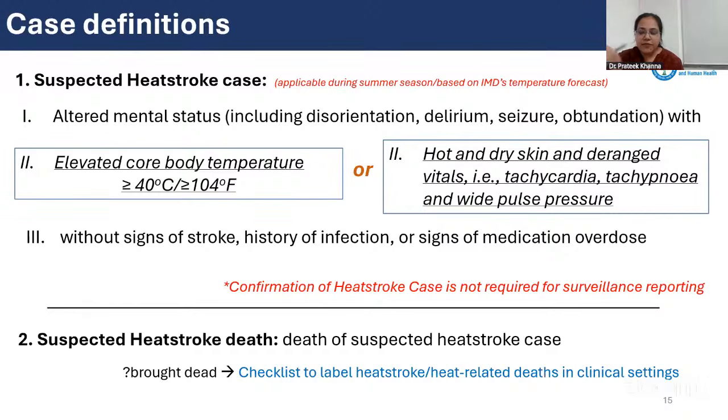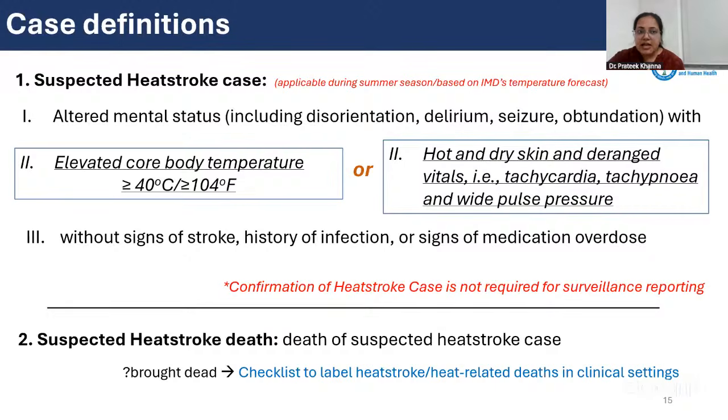Now, regarding the basics, when the person is reporting on the portal, the first thing that he encounters is the definition of a suspected heat stroke case. As you can see on your screen, these three criteria are there for confirming the patient as a heat stroke case. First, the patient should have altered mental status that includes disorientation, seizures, delirium, etc.